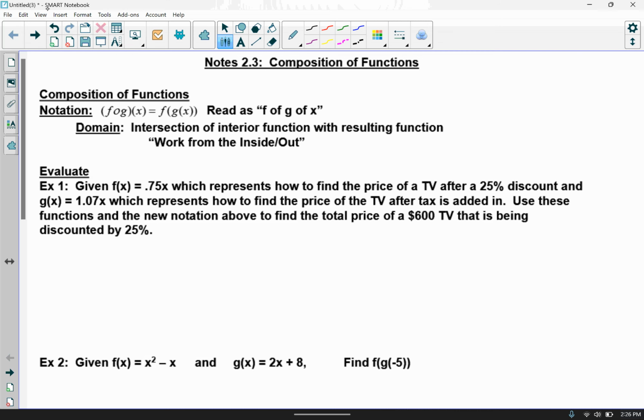Hi there. So in this video, we're going to be looking at two sections. The first half of the video will be on section 2.3, composition of functions, and then the last half of the video will be on section 2.4, which will look at symmetry and odd and even functions.